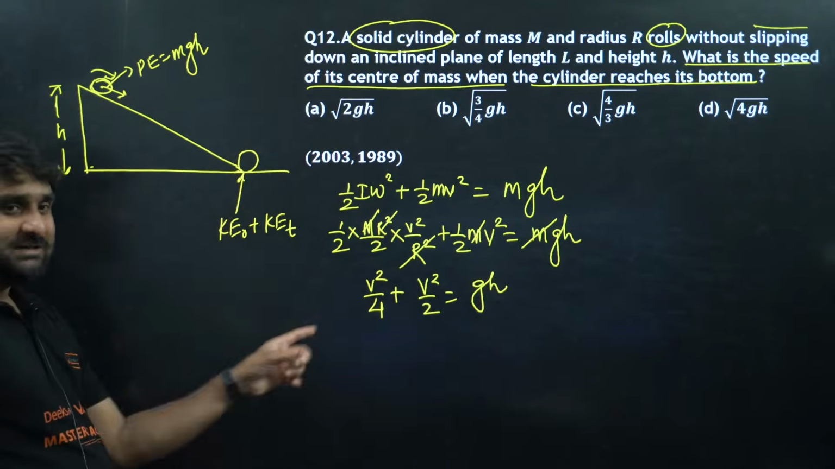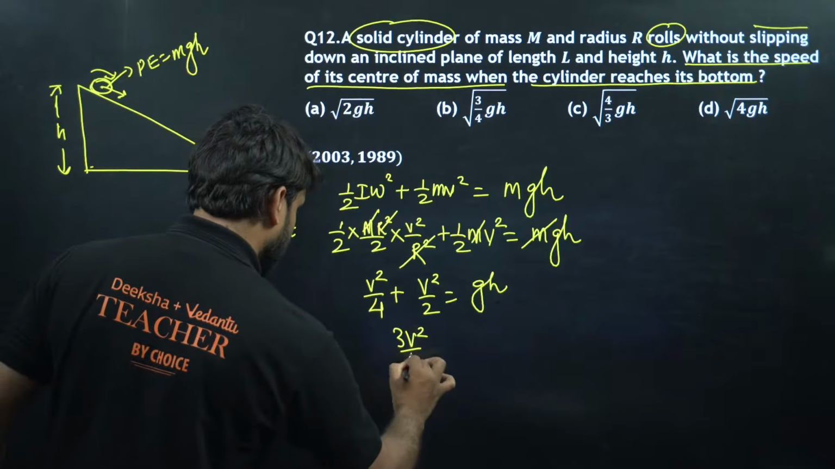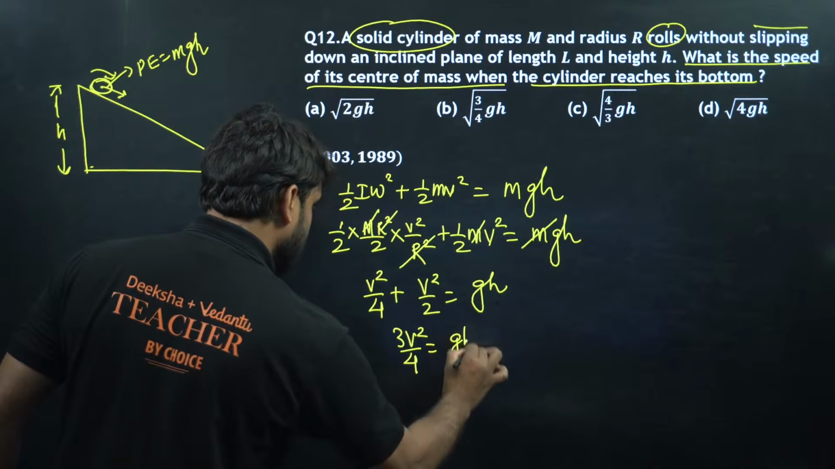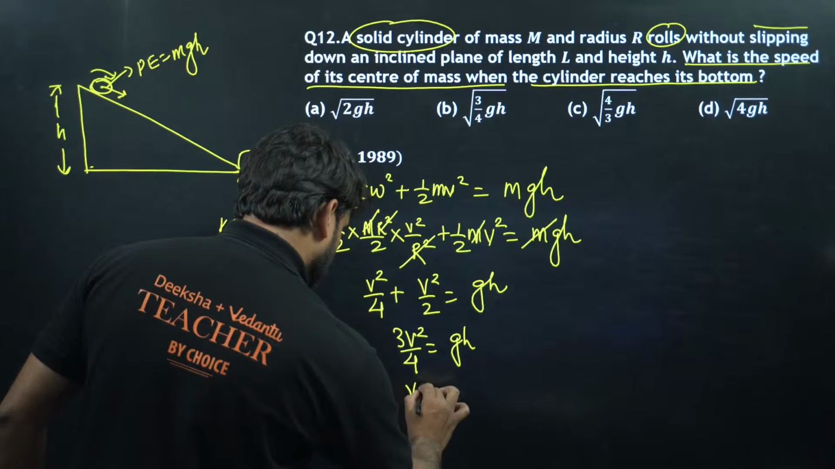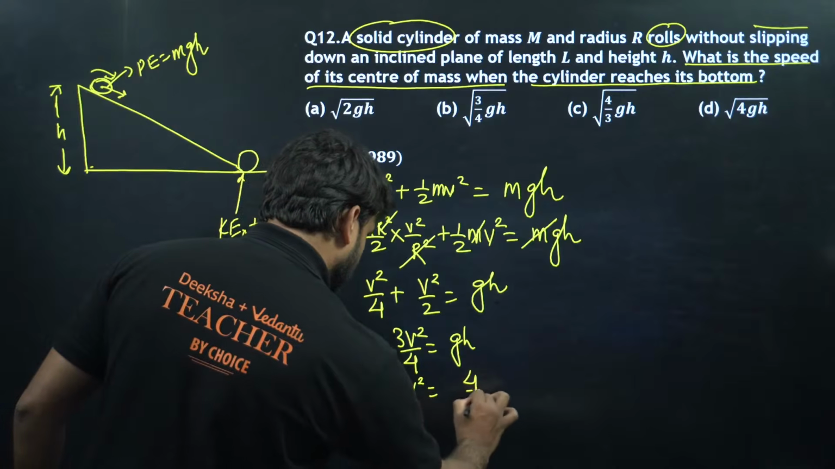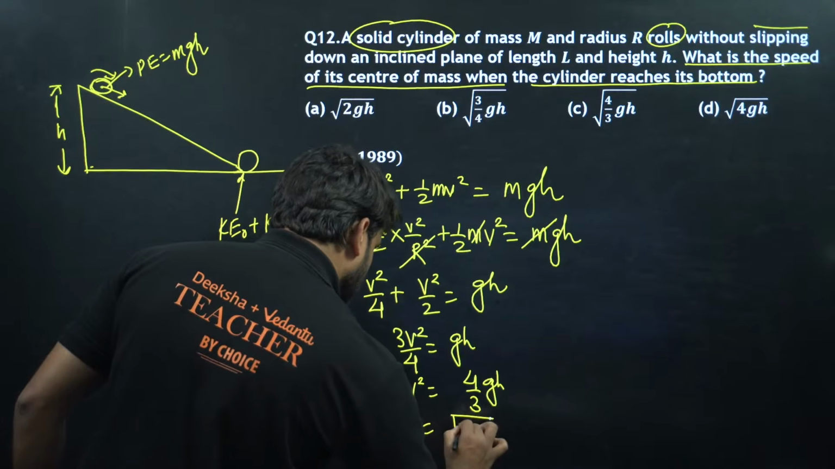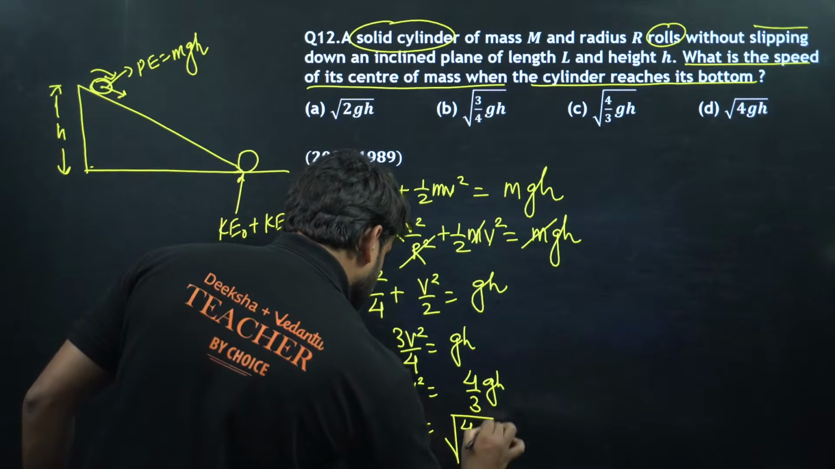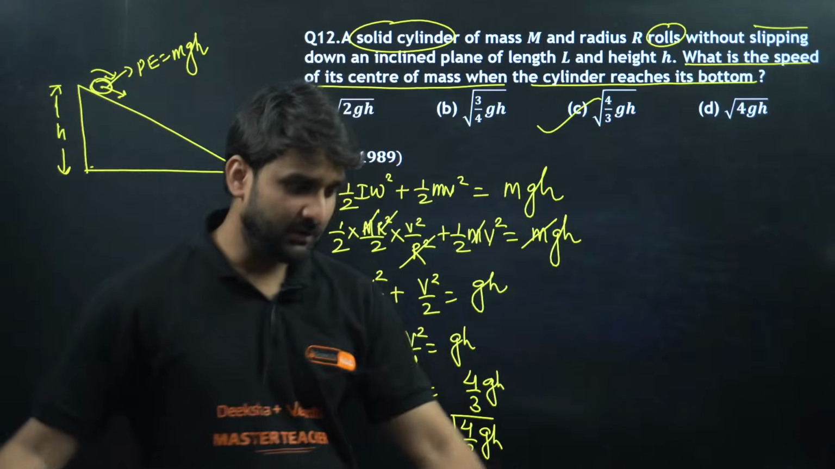So can we take LCM here? By taking LCM, this will become 3V square by 4 is equal to GH, right? We have to find out the value of V. So V square will be equal to 4 by 3 GH. So V will be equal to under root 4 by 3 GH. Any option there? 4 by 3 GH, option number C will be correct.